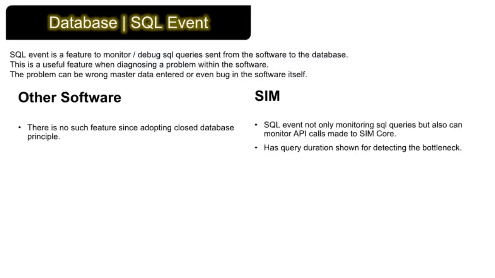Not only that SIM adopts open database principle, it also allows you to see the SQL queries or API calls if you need to. To do so just open SQL event menu, and do some stuff such as opening a report or even save a document. If the menu already uses SimCore, you will see API call instead. In order to see the underlying SQL queries, just turn on the debug mode during login. It has query duration information too to identify a bottleneck if your report runs slow. This is also used by SIM team internally to do bug fixing or identify a problem fast. Other softwares do not have this feature, especially those that adopt closed database principle.